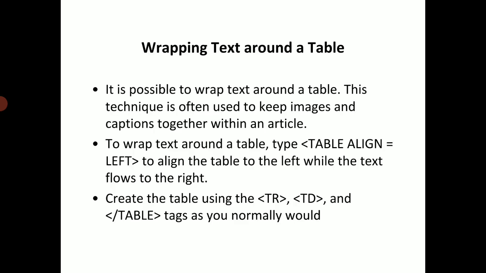Next, wrapping text around a table. It is possible to wrap text around a table, and this technique is used to keep images and captions together within an article. To wrap text around a table, we type table align equal to left. That means we set align equal to left to align the table to the left while the text follows to the right. And we create the table using the tr, td and table tags normally.